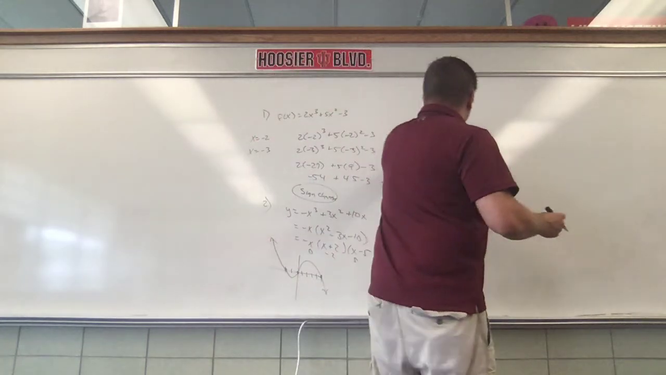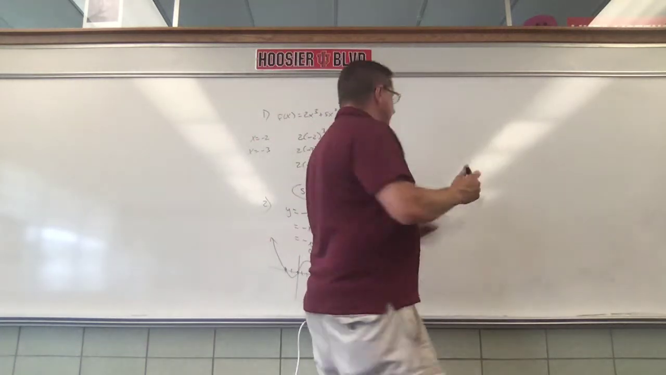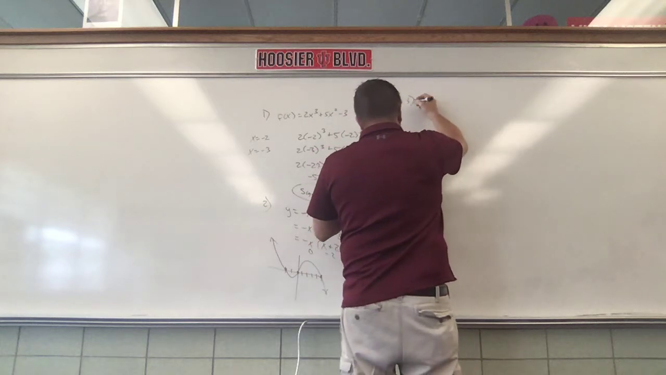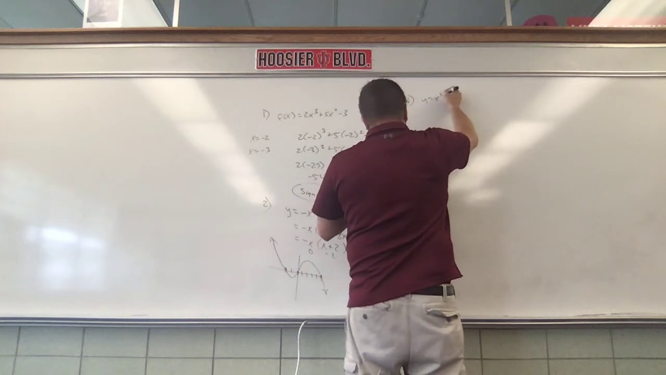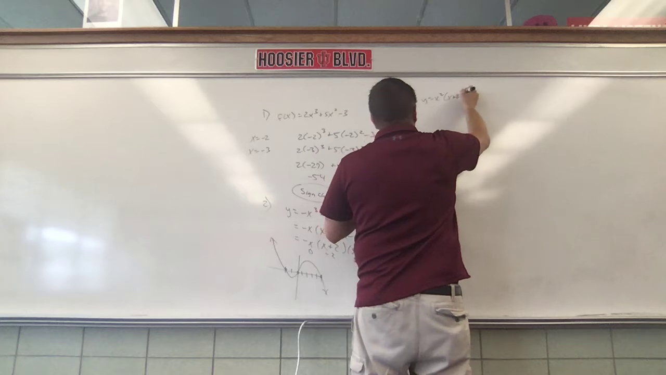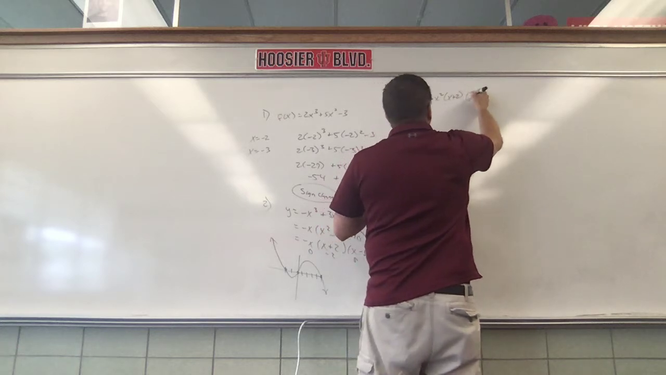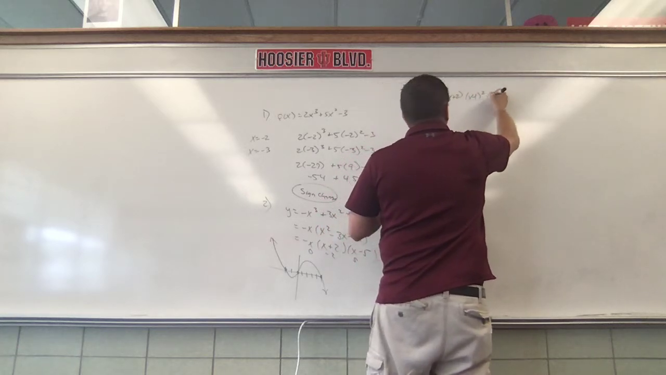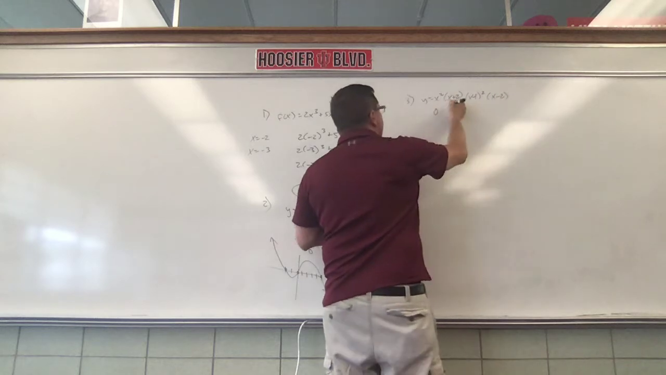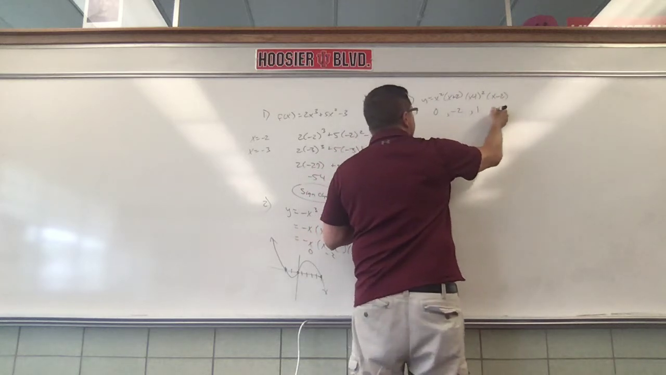Number 3 is a much quicker one. It's already factored for you. So we have y equals x squared, x plus 2, x minus 1 squared, x minus 2. So my zeros are 0, -2, +1, +2.